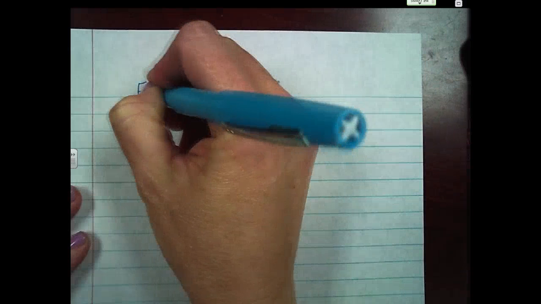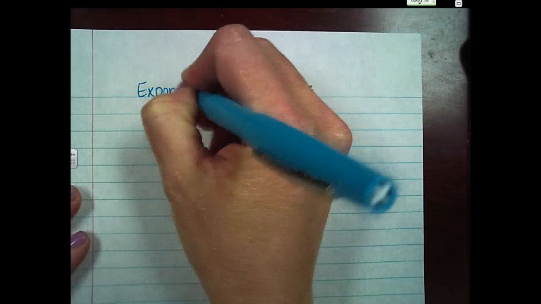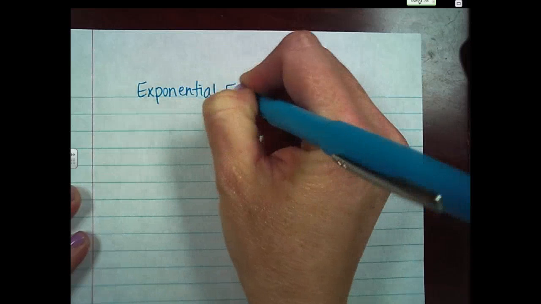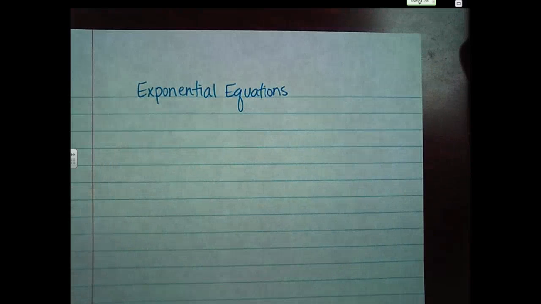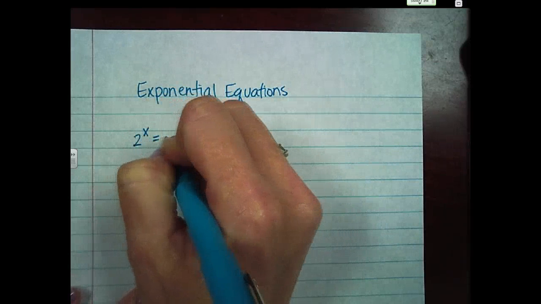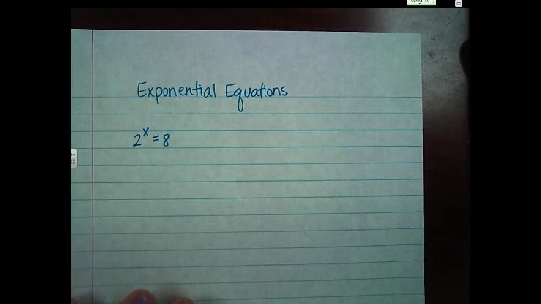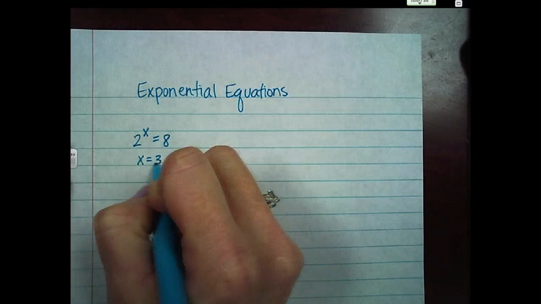So on this one, we're going to title our notes Exponential Equations. And in the past, we've used no calculator to solve a problem like this: 2 to the x power equals 8, right? In that case, what is 8? Guys, we've done mental math to get what? 2 cubed. Right, x is 3. So the exponent is 3.